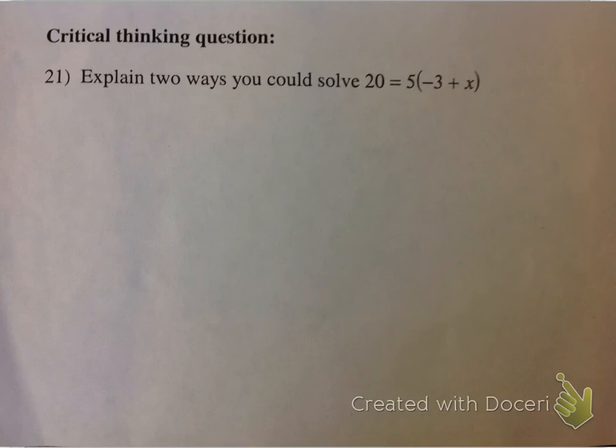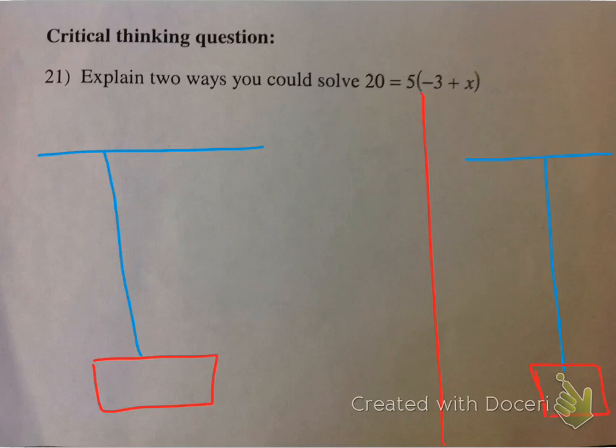Last thing I want to talk about is the critical thinking question. Explain 2 ways that you could solve 20 equals 5, open parentheses, negative 3 plus x, close parentheses. So what I would like for you to do is to split your paper in 2 and then go ahead and copy the equation twice and do 2 separate t-charts and show me 2 different ways that you could solve. Now remember, your answer down at the bottom is going to be the same. You don't get different answers, you're just showing me a different way to solve.